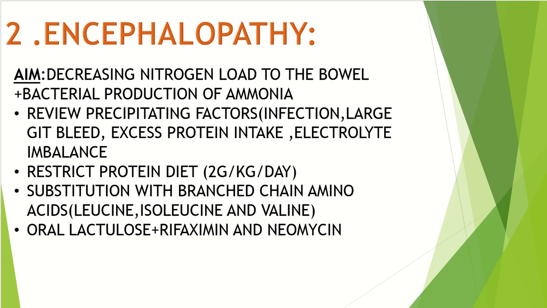In step 2, we have to treat encephalopathy. The aim here is to decrease the nitrogen load to the bowel and also the bacterial production of ammonia. For that purpose, first of all we have to review the precipitating factors, basically like infection or bleed or excess protein intake or some kind of electrolyte imbalance. Then we have to restrict the protein diet to 2 gram per kg per day, with substitution with branched chain amino acids, which include leucine, isoleucine, and valine, and then oral lactulose, rifaximin, and neomycin.